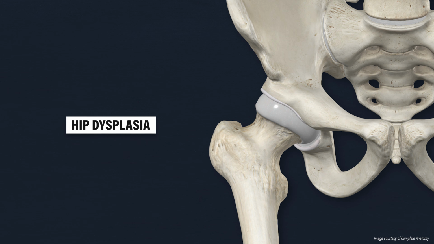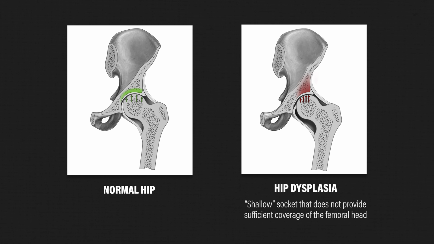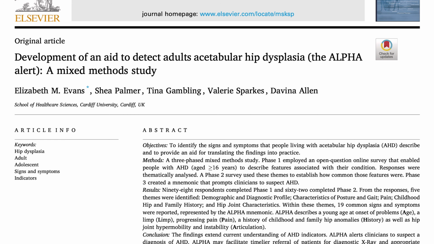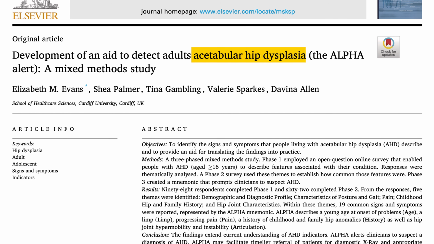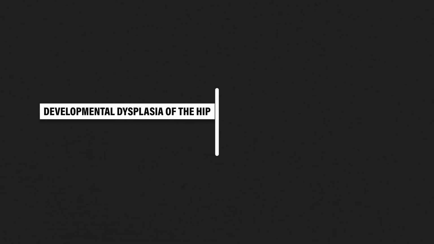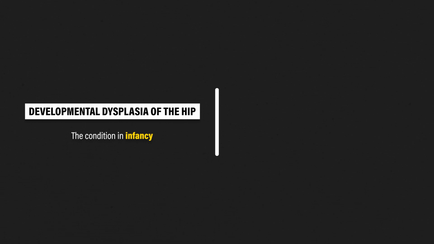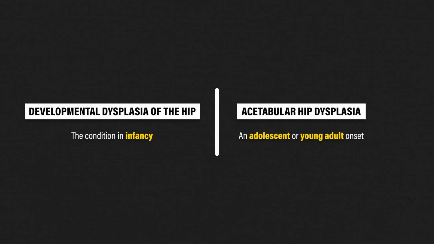What about hip dysplasia? Hip dysplasia can be thought of as a shallow socket that does not provide sufficient coverage of the femoral head. As stated in a recent paper by Evans et al., developmental dysplasia of the hip refers to the condition in infancy, and acetabular hip dysplasia refers to an adolescent or young adult onset.